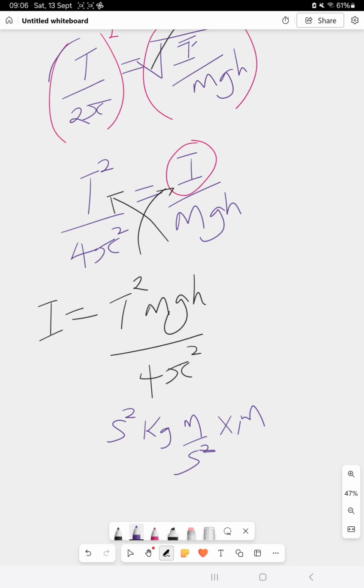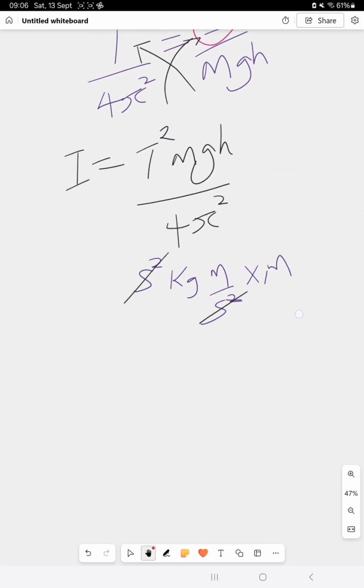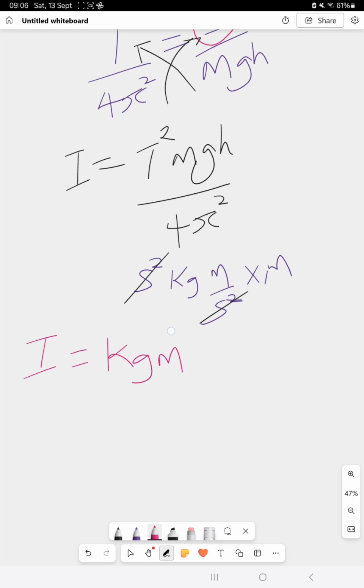And therefore, in this case, I'll have the final answer. Something must cancel here. This will cancel with this, and therefore I'll remain with the final answer for I, the base units of I. The base units will be kilogram meter squared. Very important.